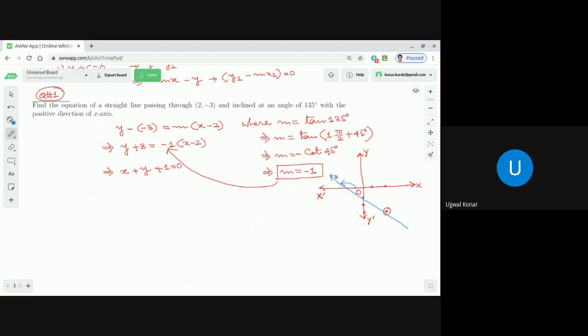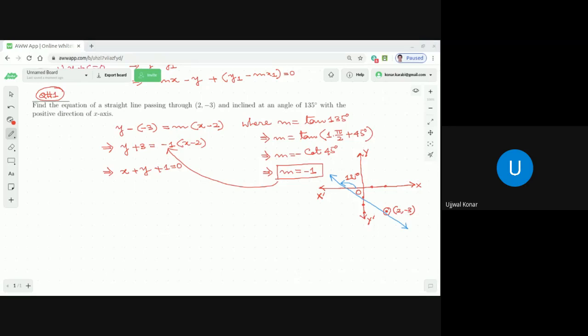So this is the visual representation of the straight line, what you see in the blue line, which is passing through the fixed point (2, -3). This is (2, -3), and this angle is 135 degrees. So this is the first one.